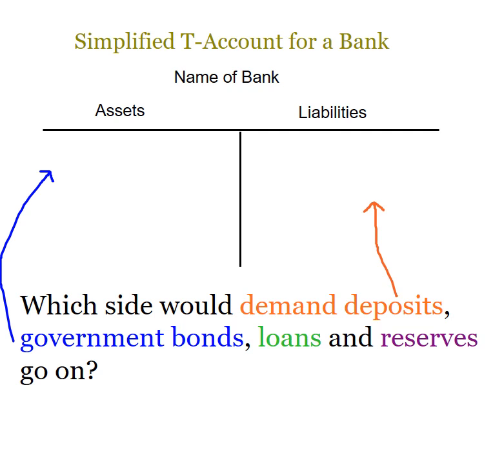Now the other two we've seen before. Loans, from the bank perspective, are a way for banks to make money. So loans are assets, and then reserves banks can use to either purchase bonds or purchase loans. So reserves are assets to banks as well. So go ahead and pause for a moment and write demand deposits as a liability. And then government bonds, loans, and reserves are all assets from the bank perspective.